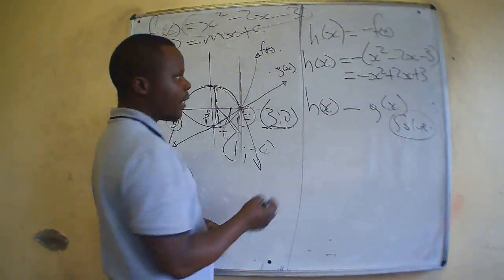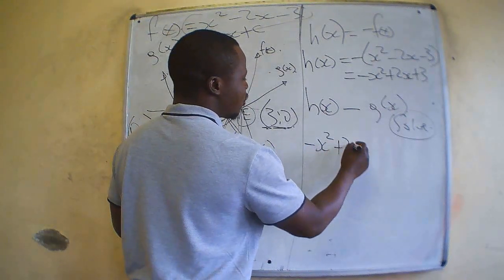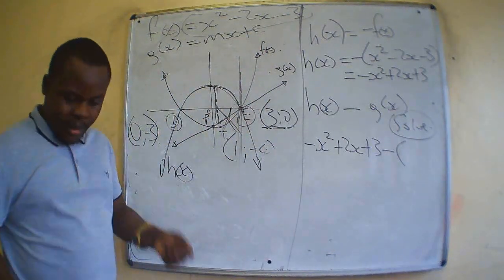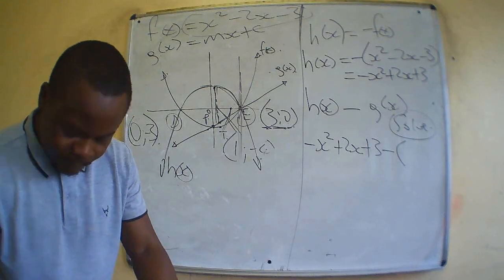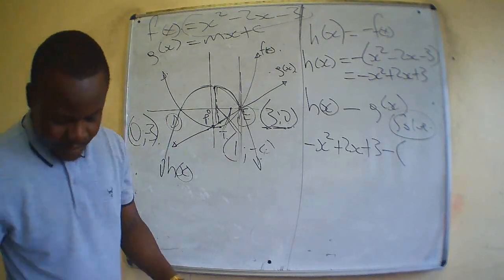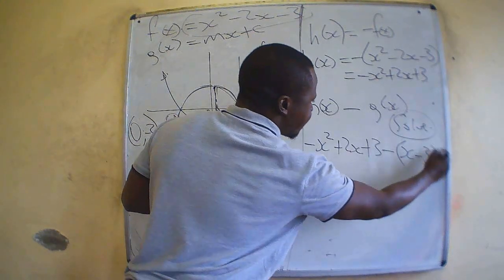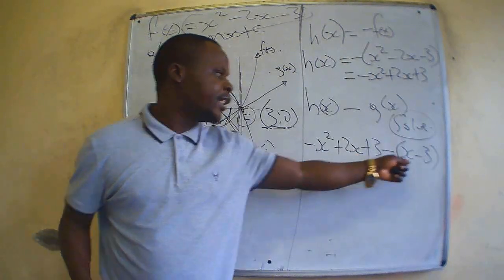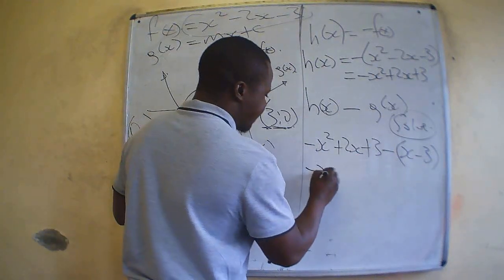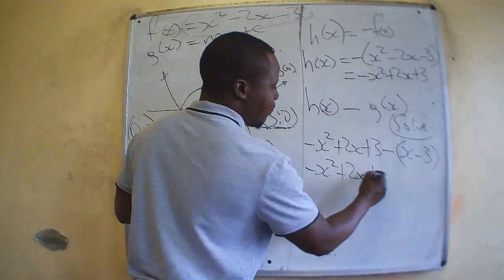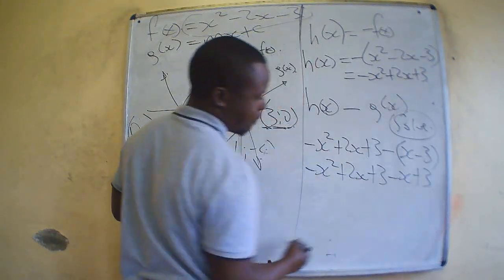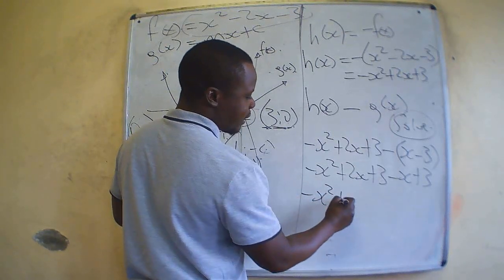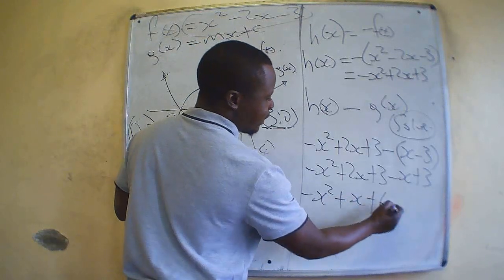Let us do that. h of x is minus x squared plus 2x plus 3. Subtract what? g of x is our answer. Our g of x, we found it before. Let us find our graph for g of x. g of x was found to be x minus 3. This was g of x. So h of x subtract g of x. Let us solve this. Minus x squared plus 2x plus 3, subtract (x minus 3). Let's continue to simplify. Minus x squared, 2x minus x, we get plus x, 3 plus 3, we get 6.